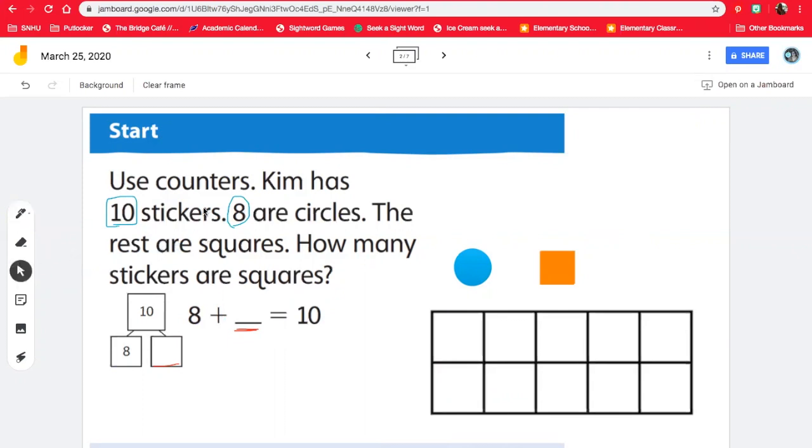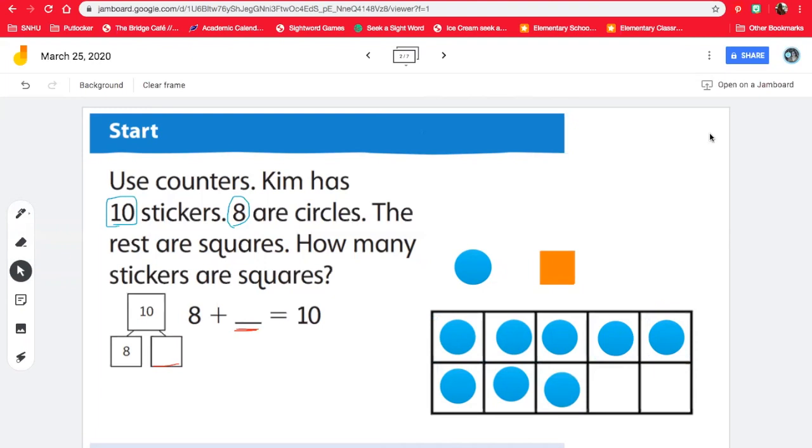Let's read the problem again. Use counters. Kim has 10 stickers. 8 are circles. 8 circles. Count with me as I put the circle stickers on the 10 frame. 1, 2, 3, 4, 5, 6, 7, 8. Perfect. We have all the circle stickers that we need.